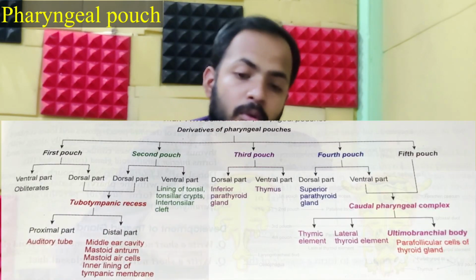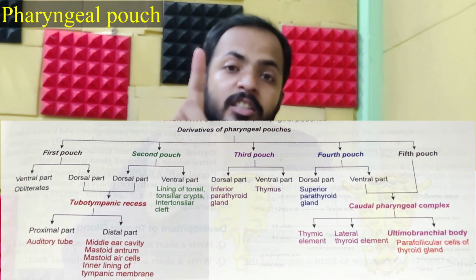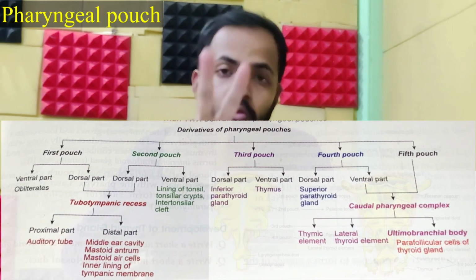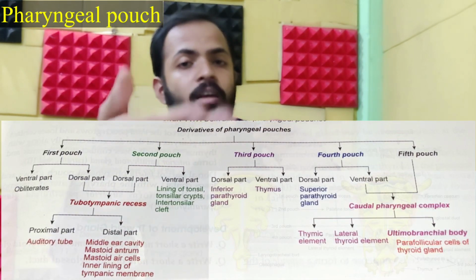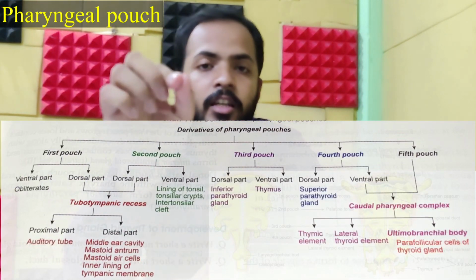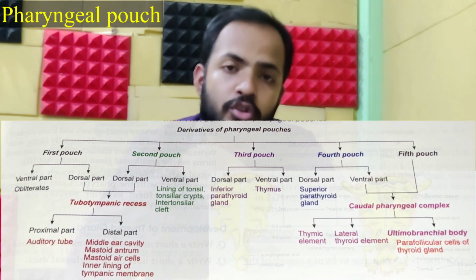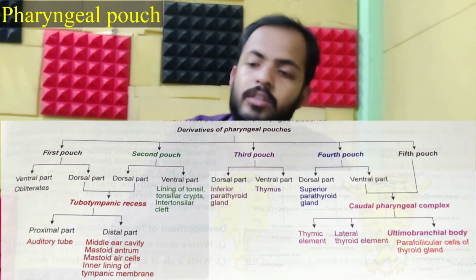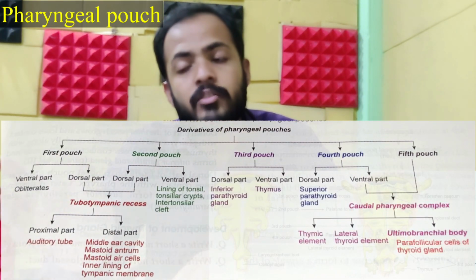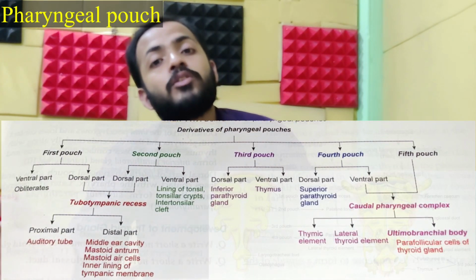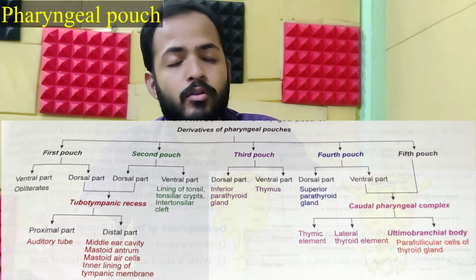Now before I talk about this chart, you have to understand that each pouch has 2 parts: a ventral part and a dorsal part. Ventral means anterior, dorsal means posterior. Each pouch has an anterior and a posterior part. Now, as you can see in this entire chart, the ventral part of the first pouch is actually obliterated due to the formation of the tongue. How the tongue forms, I will talk about later.